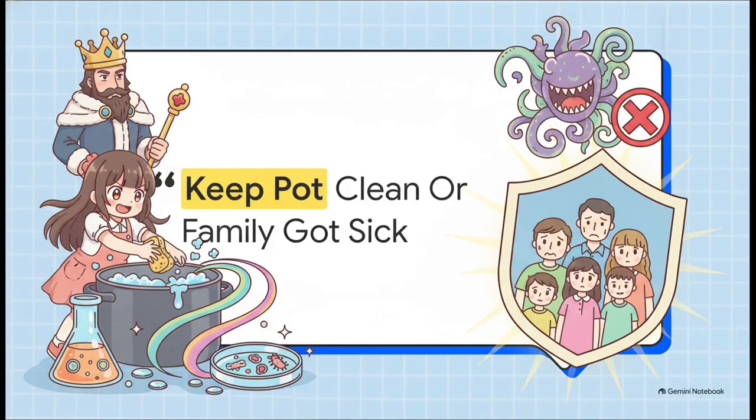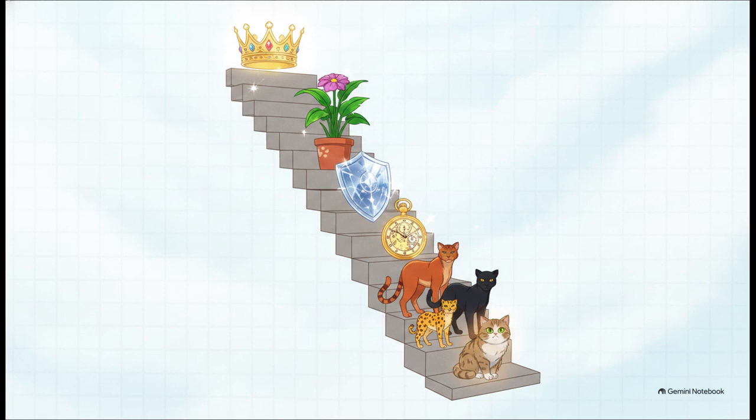Now, memorizing the exact order of these taxonomic ranks, yeah, it can be a little tricky. But there is a brilliant, slightly humorous mnemonic to help you remember the progression from the largest group down to the smallest. All you have to do is remember this phrase: keep pot clean or family got sick. The really crucial point here is how perfectly that little mnemonic maps to the actual biological terms.